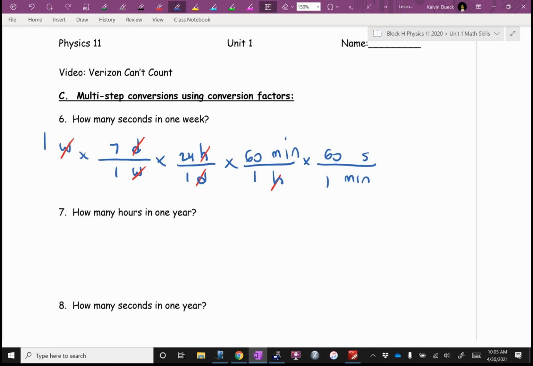How many seconds are in 1 week? 604. Read me the digits. 604,800. Units? Seconds. 1 week, little more than 500,000 seconds for those of you who like to know these nerdy things.